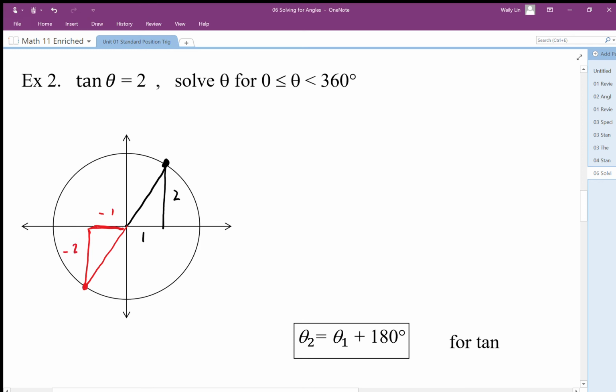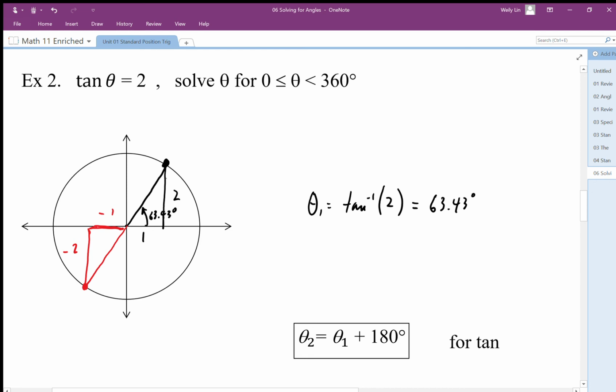So when I solve for my theta 1 on my calculator, theta 1 is going to be using arctan. My input is my ratio, my output is my angle. This is not an exact value, so I'm going to need my calculator in this case, but if I do arctan of 2, I get 63.43 degrees. And that is my quadrant 1 position.